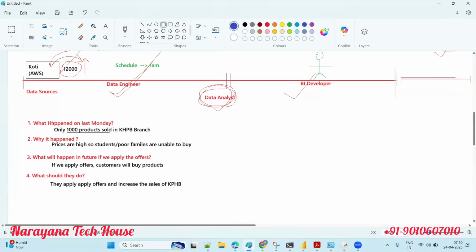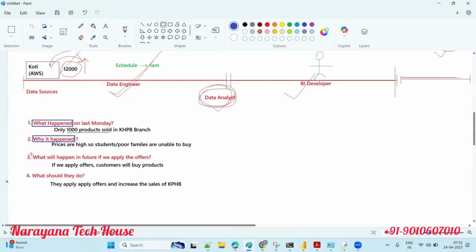What happened? Right? So for that, we give some solution, right? Last week, last season, last festival holidays, last summer holidays. Okay, this is the number of products sold. This is the profit we got. Like that, what happened? Then if anywhere less is there, why did it happen? What is the reason? Some reason is there compulsorily, right?